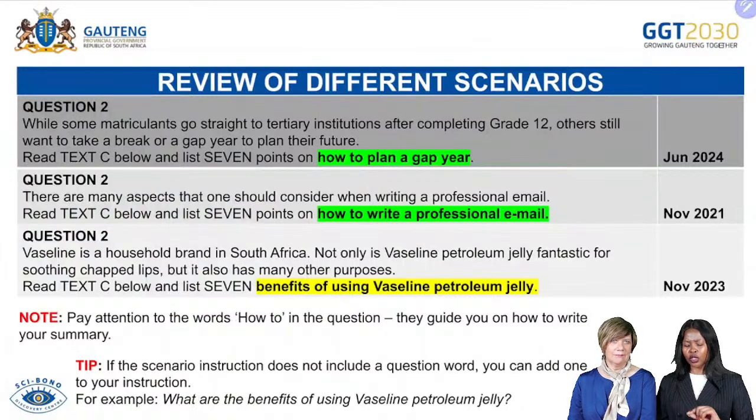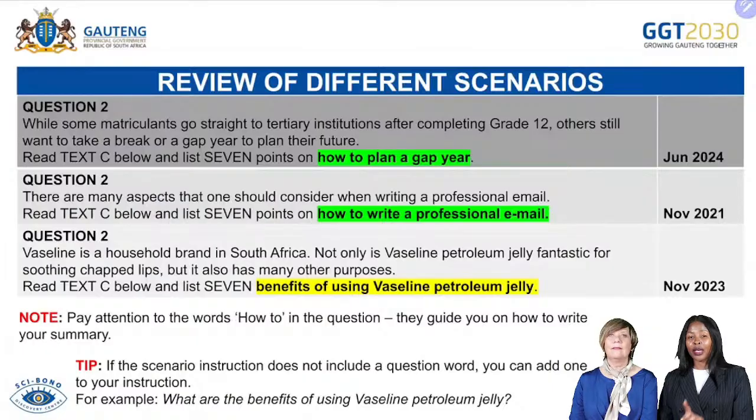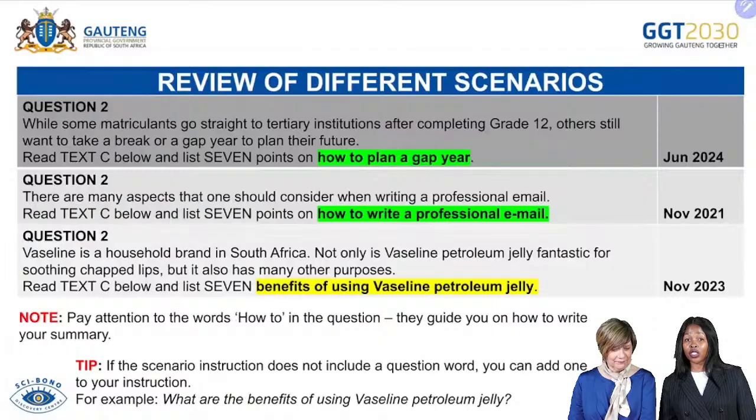But I want you to notice what happens in the last example. It says, read text C below and list 7 benefits of using Vaseline petroleum jelly. Now, it's no longer a question. It's a statement that you must now look for the benefits. But what do you do in the examination? Your job is to make sure that you turn this into a question so that you're able to respond to it as you go about with the summary. A note here: pay attention to the words how to in the question because they guide you on how to write your summary.